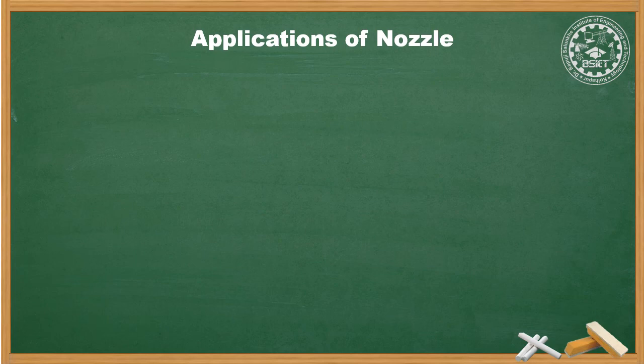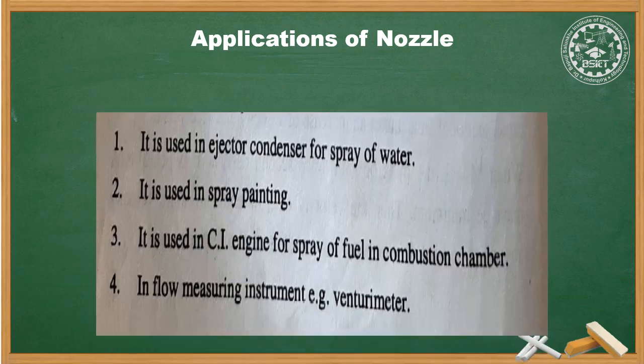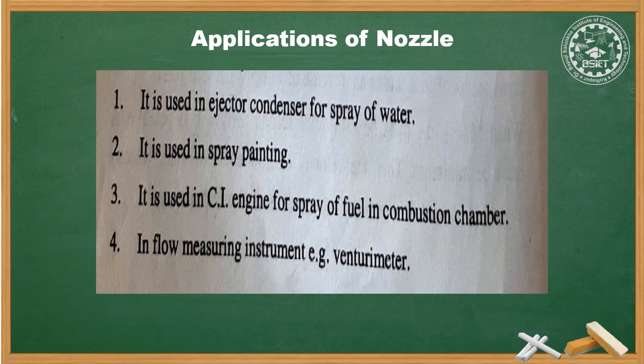Applications of nozzle. Many engineering applications require a jet of high velocity, and this objective is achieved with the help of a nozzle. Nozzles are used in ejector condensers for spraying water. They are used in spray painting. They are used in CI engines for spraying the fuel in the combustion chamber. They are used in a flow measuring instrument, that is the venturimeter. They are used in jet propulsion. The thrust produced by the jet issuing from a nozzle provides the propulsive effect.